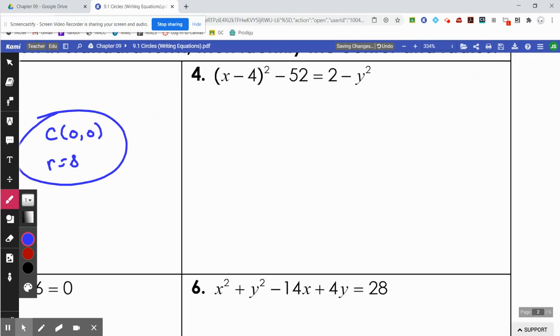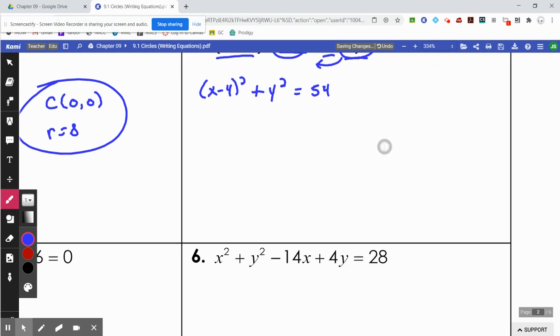Number 4. Now this one's just mixed up is the only problem. You have x minus 4 squared in the right place. However, this minus y squared is going to have to be moved over to turn it into plus y squared. This minus 52 needs to be moved over here with the rest of the radius, so that would give you equals 54, and then you're in the right place because you had 4 terms there.